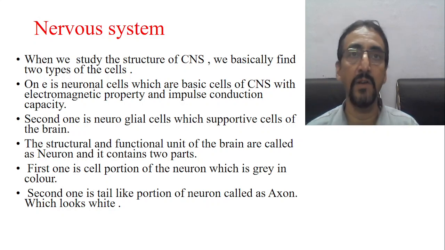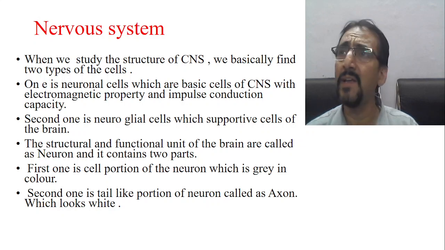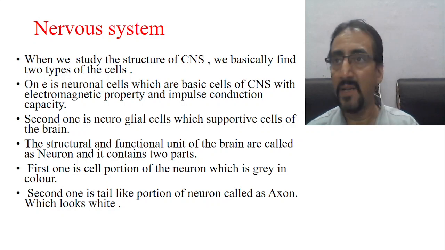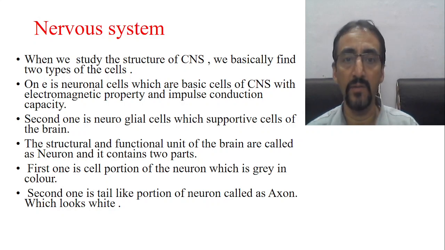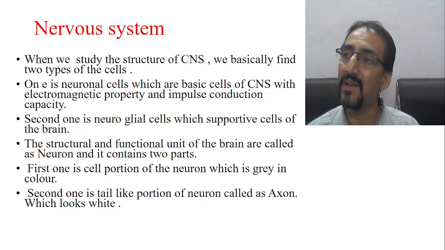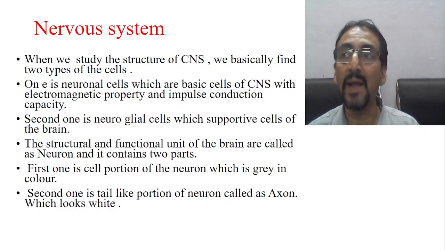Nephron is the structural and functional unit of the kidney. Similarly, neuron is the structural and functional unit of the brain. So one type of cell is neuronal cells. What is the specialty of this neuronal cell? It has an electromagnetic property. Neuronal cells have got electromagnetic property.